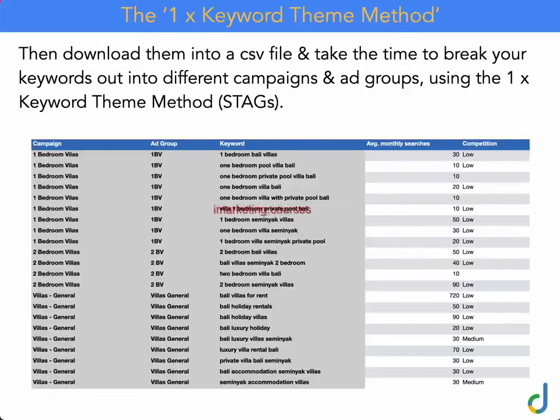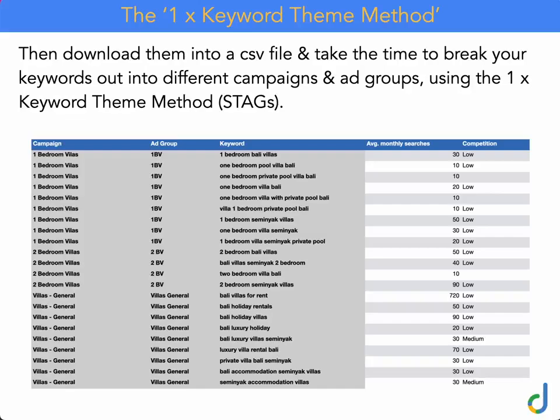So what you do from there is you then download them into a CSV file. You can also do this in Google Sheets and take the time to break your keywords out into different campaigns and ad groups using the one keyword theme method, or STAGs. Now, one thing that I will just note here, the difference between what keywords you group together in your campaigns and into your ad groups really comes down to what controls or levers you want to have in your business.